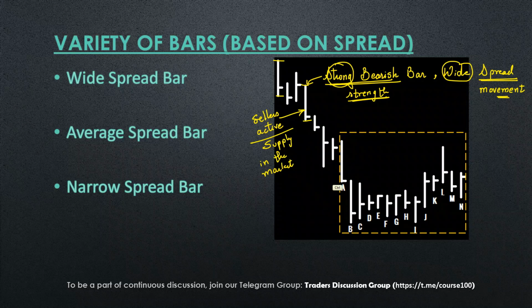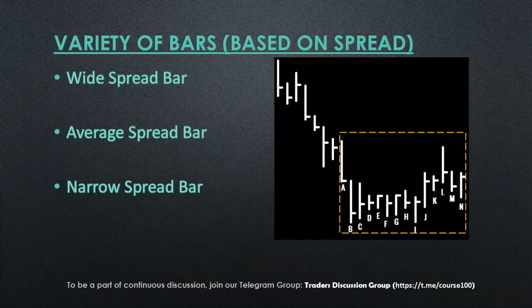Okay, let's take another example. Let's take this bar, the L bar. Somewhere this is the middle and my price is closing off the lows. So I'll say this is my fairly bearish bar. And what about the spread? Based on the previous few bars, you can see it's a wide spread bar.